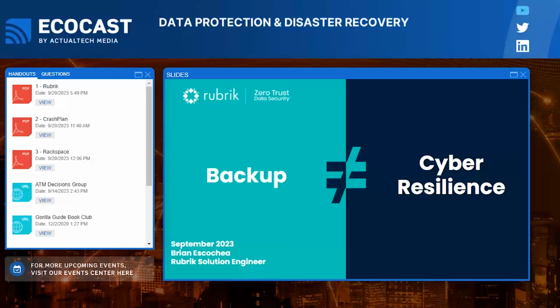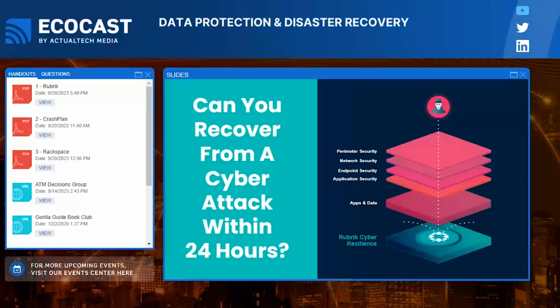And so I wanted to talk today about how traditional backup does not equal cyber resilience. And so we'll get started here. The main question we want to address is, can you recover from a cyber attack within 24 hours? And the reason we say 24 hours is if it goes past that from a downtime perspective, that means your entire company knows you're down. You're much more likely to drastically increase the cost of that downtime in the attack. And you might even make it to the news, which increases the reputation damage.